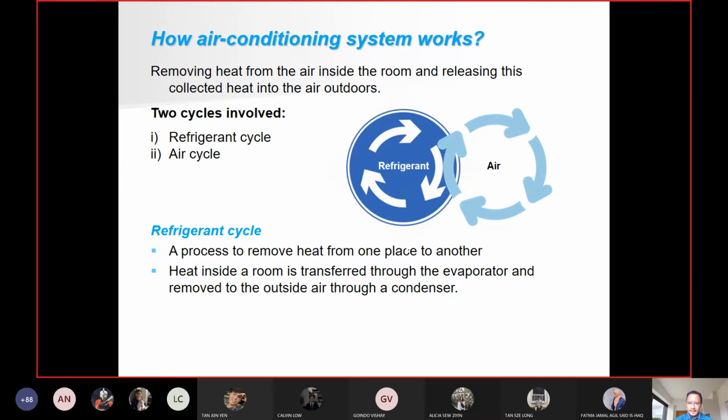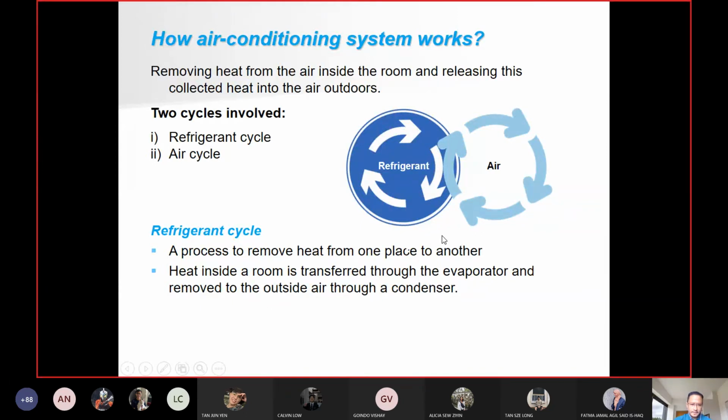And then the second part is air. This is very important also, because without the air cycle, you cannot actually bring the cold air into the room. The coldness is already there within the refrigerant cycle, but without the air cycle, nothing happens. You don't bring the coldness to the space. I'm going to show you what I mean later on.